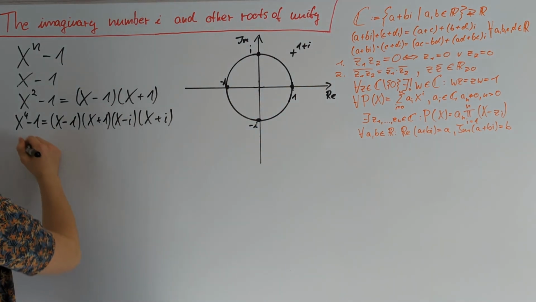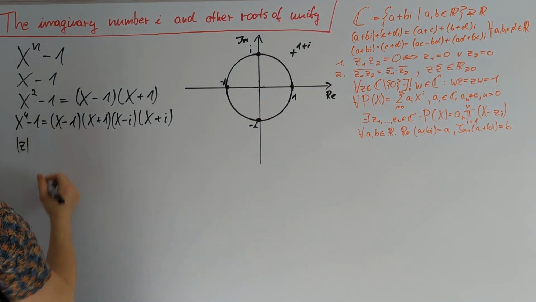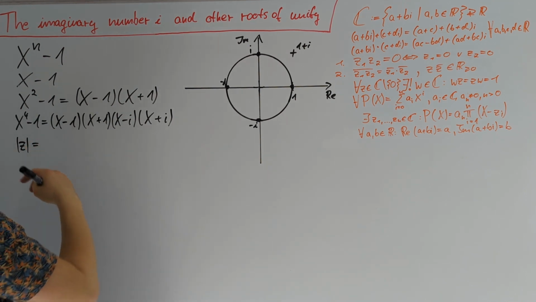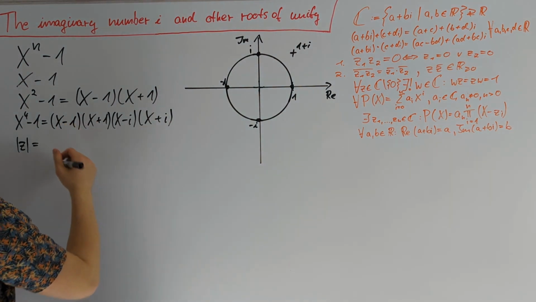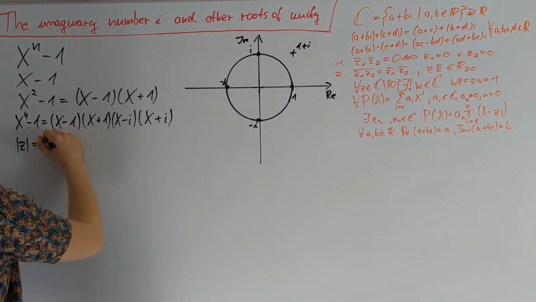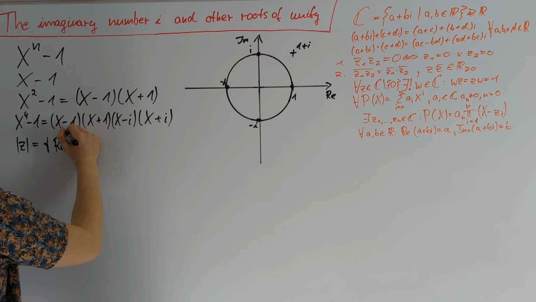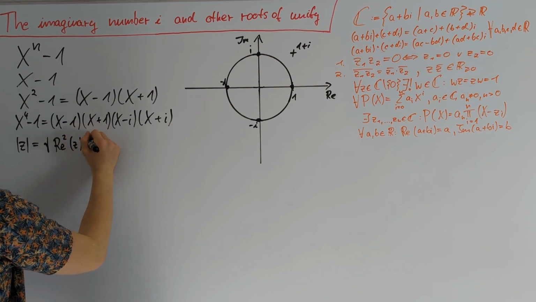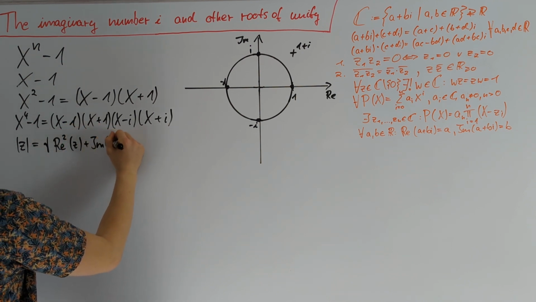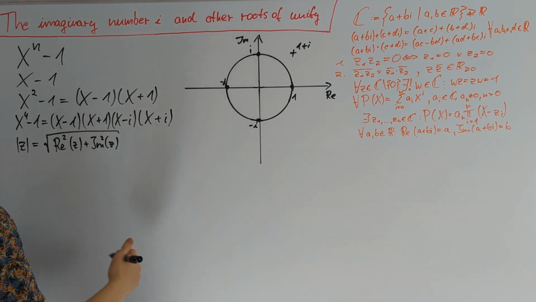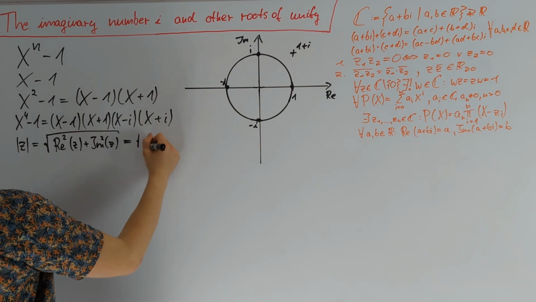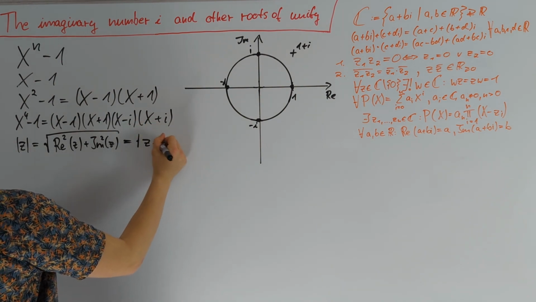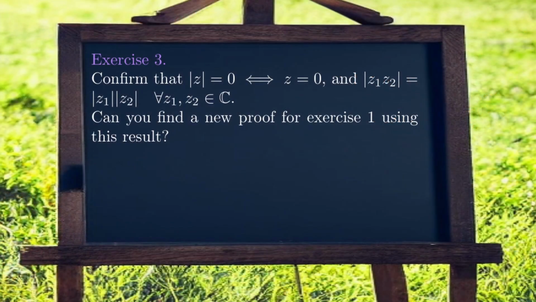So let us define the absolute value of a complex number z to be the distance of the corresponding point in the complex plane to the origin, which is by the Pythagorean theorem equal to the square root of the square of the real part of z plus the imaginary part of z squared. We have seen in the calculations of two previous exercises that this is equal to the square root of z times z bar. This sets us up for exercise 3 of this mini-series.